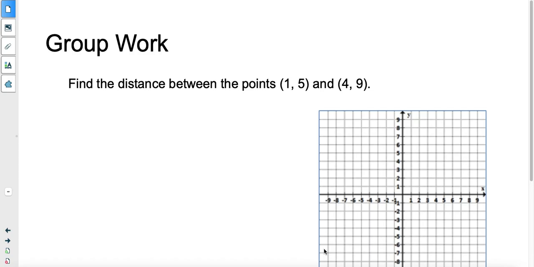Hi everyone. In this video, I'm going to go over how to find the distance between 2 points. In this example, I want to find the distance between the points (1, 5) and (4, 9).